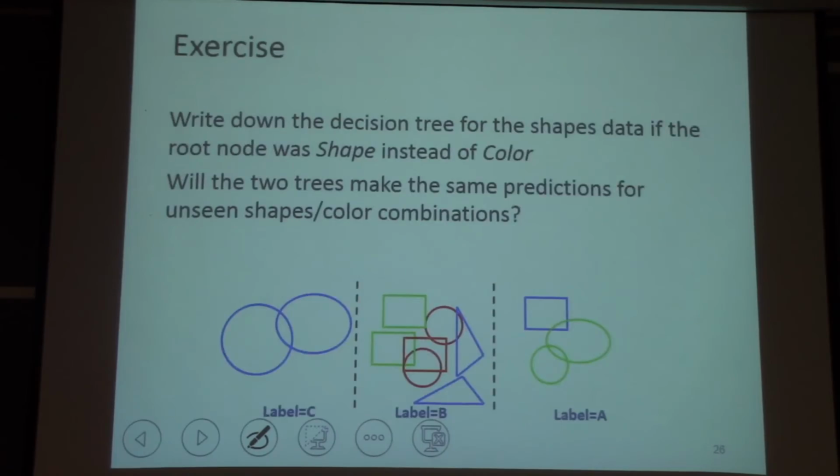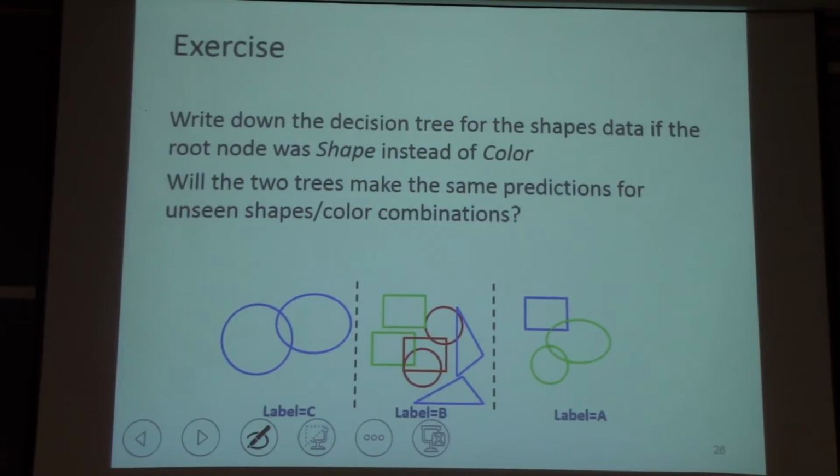What I do want you to do is, as an exercise, go home and build a decision tree for the same data using shape as the root and not color, just to convince yourself that it's possible. And once you do that, you should try classifying examples of these shapes that are not in the data to see if they give you the same label. And you should ask yourself, can you invent data sets where the two decision trees that you have will disagree with each other? The answer there is yes, but I want you to think about it yourself.